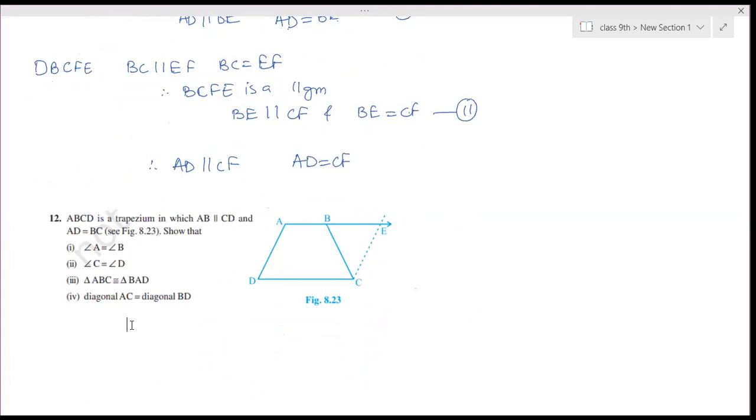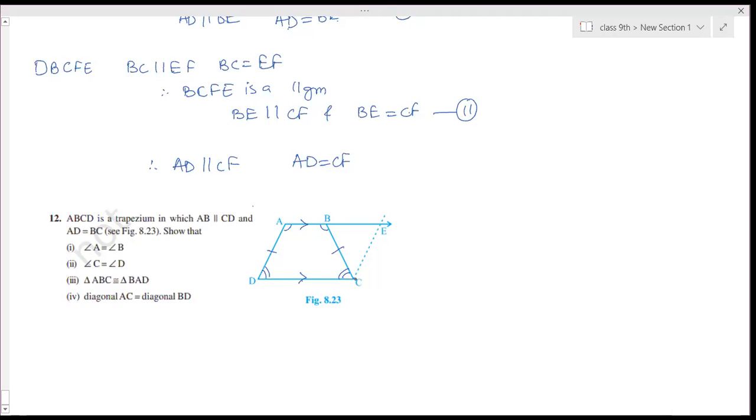Okay. Now this is very important. Here the construction is given, but for your exam they will not give you construction. They will only give you ABCD is a trapezium with AB parallel to CD and AD is equal to BC, the non-parallel sides are equal. Then show that angle A is equal to angle B, angle D is equal to angle C, and triangle ABC. So that means you have to join AC and BD. For that we have to do construction.